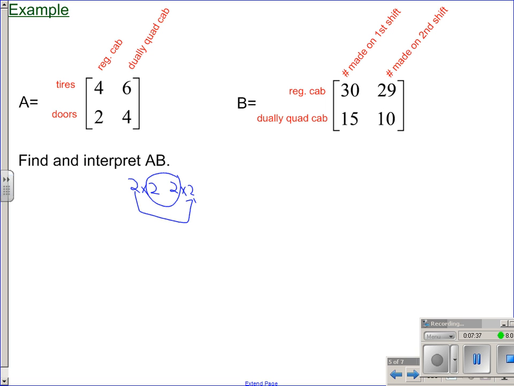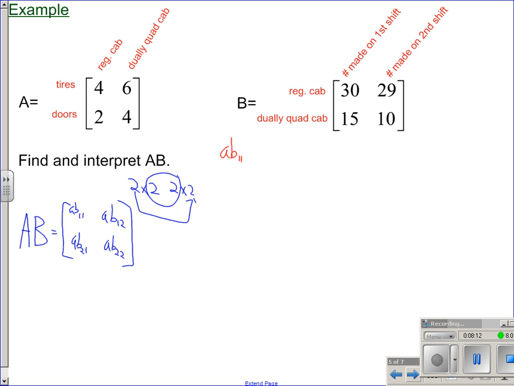So this is not necessary, but to me it is helpful. I'm looking for an entry of AB, first row, first column. I need an entry for the matrix multiplication AB of the first row, second column. Now this is the second row, first column, second row, second column. By doing this, it helps guide me: okay, I need to be multiplying this row by this column.